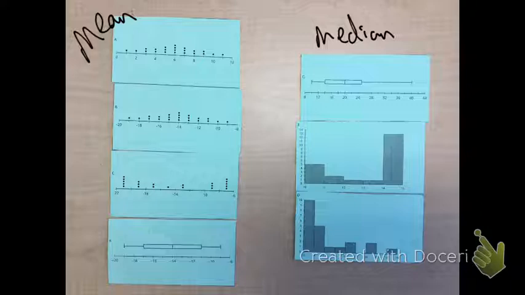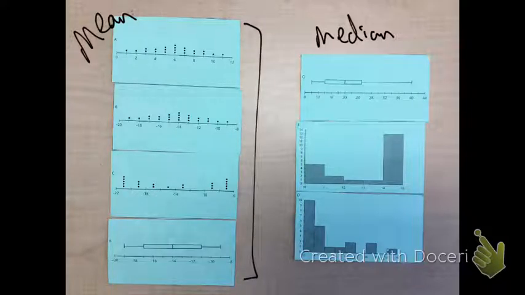When things were evenly distributed, was the mean a good representation of our data or a bad representation of the middle of our data? Anytime we had symmetry, the mean was good. So all of these are symmetrical. The mean is the best way. In fact, a lot of times in these, the mean and the median are the same.